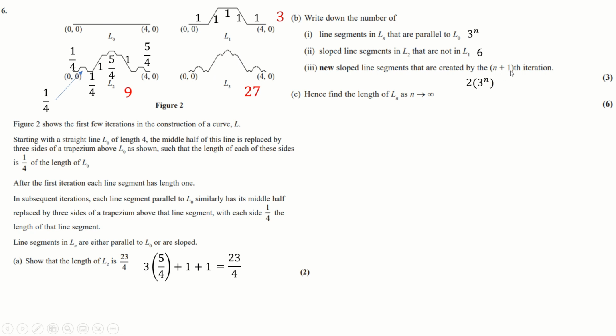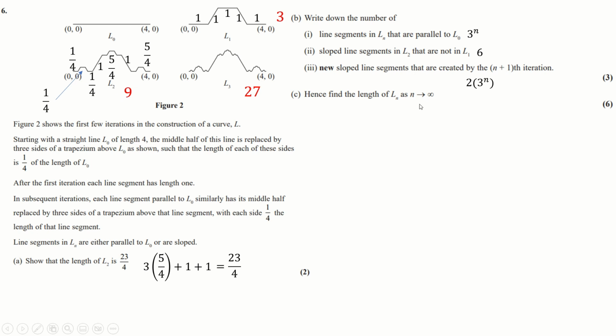Created by the nth plus 1 means you're looking at the previous one. So that's why I've just used 3 to the n. So here, there are 6 of them because it's 2 times the previous 3 to the n. And the next one I said was 18, didn't I? 2 times 3 squared. So to get to 3, you use 3 to the 2. And to get to 2, you use 3 to the 1. So that's why there's just a 3 to the n there.